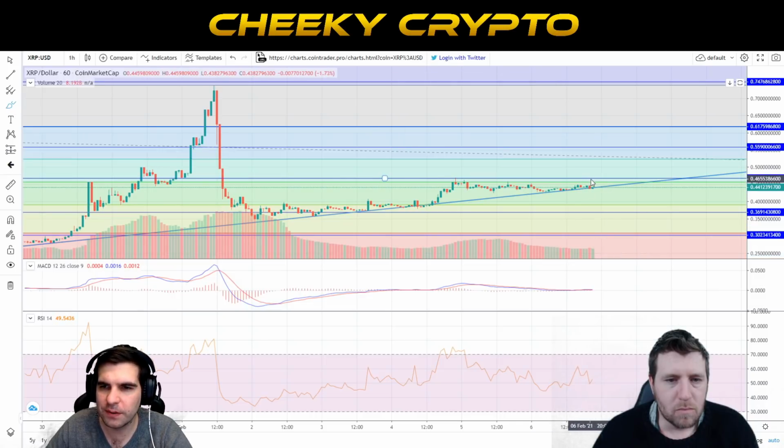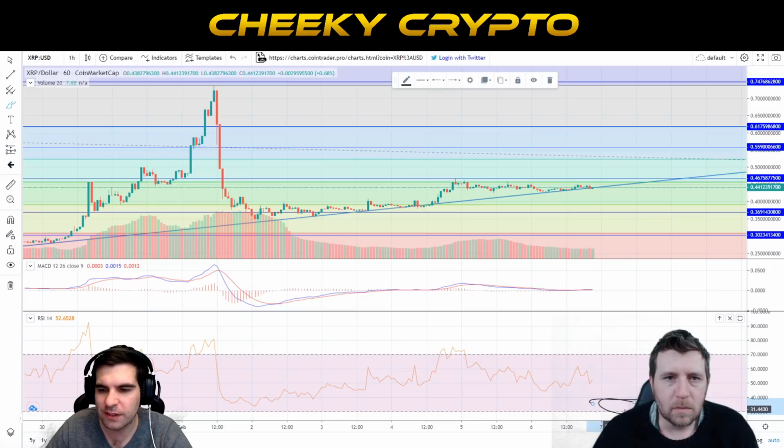And this is why, within this triangular wedge that's been forming, we would have liked the RSI to potentially be down here. That would give us a strong indication that we're going to break the resistance and go to the upside. But because we're halfway through this RSI and we've only got a day left to play on this triangular wedge, it could go in either direction, and the volume is the key player here.